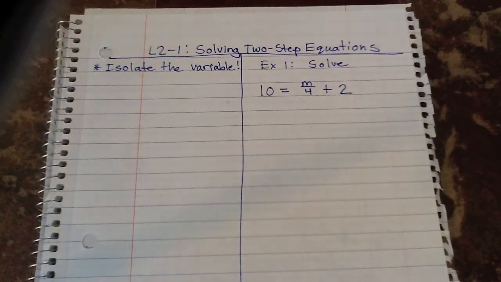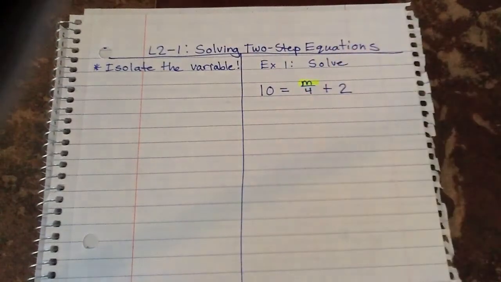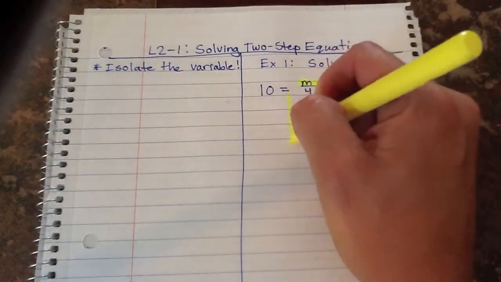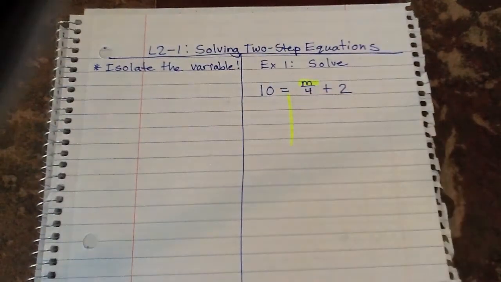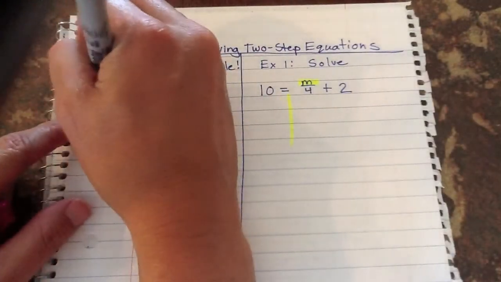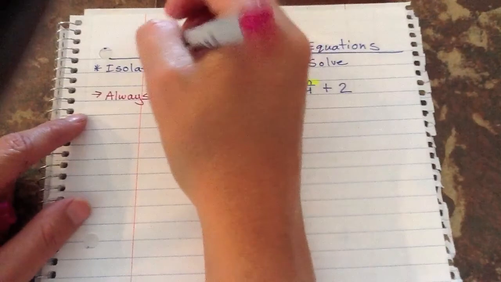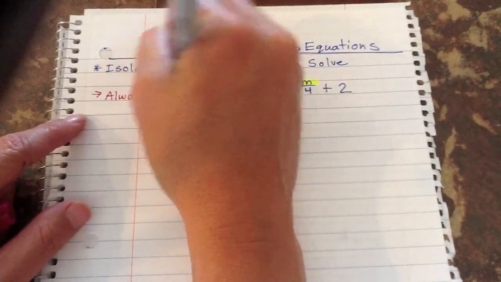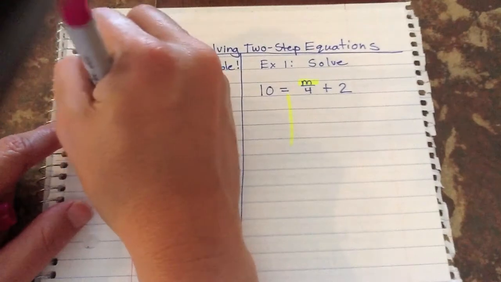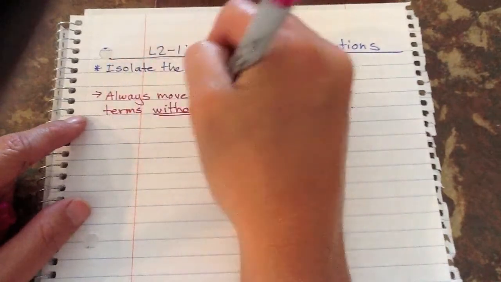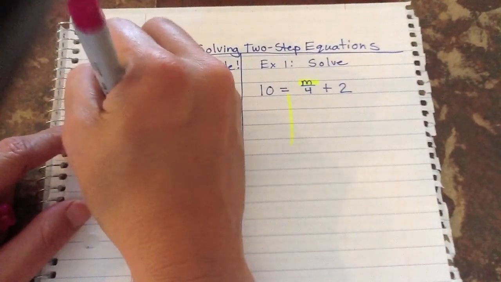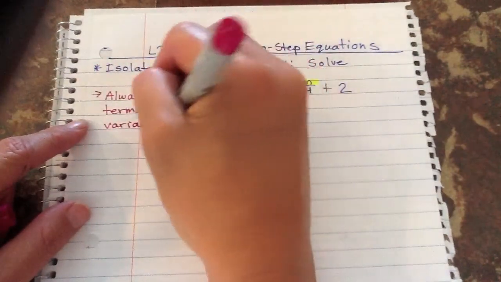If you have a highlighter, first thing I would do is go ahead and draw my line in and highlight my variable. So my goal is to get this m alone. I need to move 4, I need to move 2. And there's actually an order that you want to follow when you move these, so we're going to go over that right now. Always move the terms without the variable to the other side first.